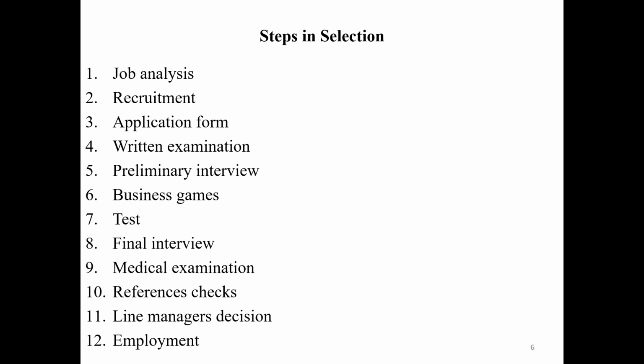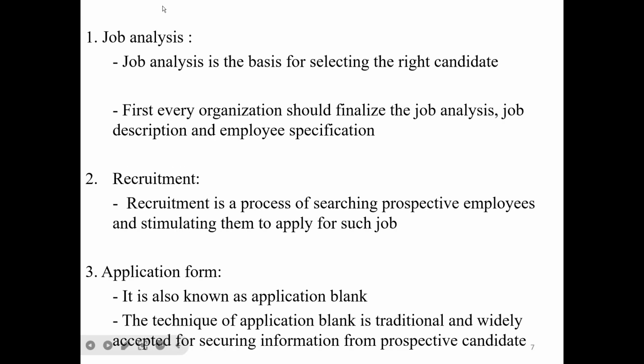to see whether they are able to work or not. The next, different types of tests will be given. Next is the final interview. Next the medical examination. The reference checks will be done, then the line manager's decision. So at last they are going to decide whether this candidate is perfect. Next the employment. So here you can analyze what are the different steps involved in this.